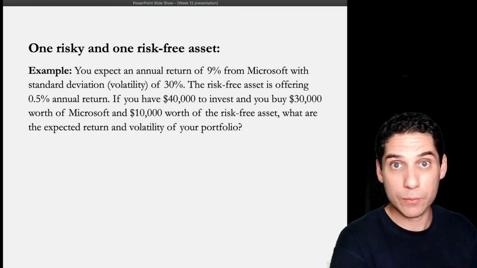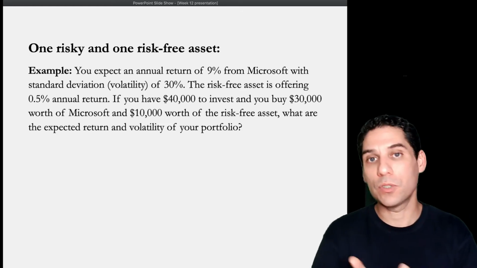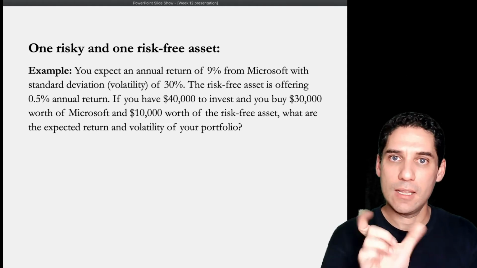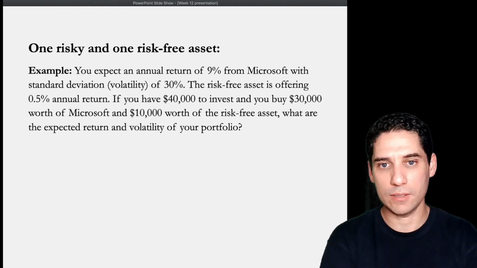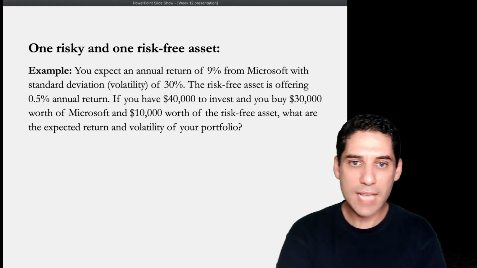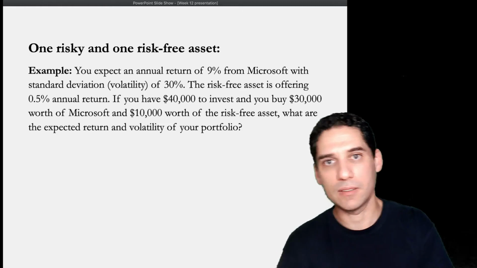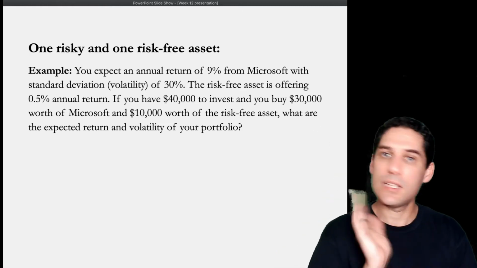Things can go great. We can have much more than 9. Things can go terribly wrong and we can get lower than 9. So that's quantified by 30% volatility. Now, the risk-free asset is offering 0.5% annual return. So maybe think about like a 3-month T-bill or a 1-year T-bill. It's a guaranteed return.